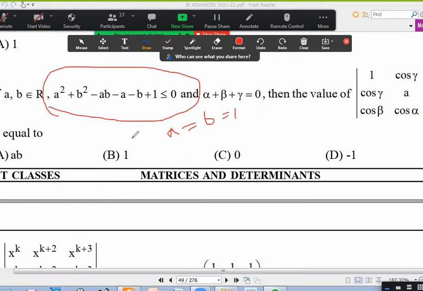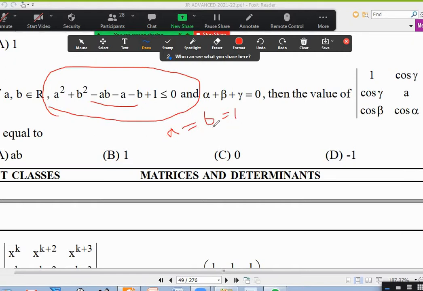Sir, a square plus b square plus 1 is less than or equal to ab plus a plus b, sir. No. It is not a plus b plus 1 whole square, because it is minus ab minus a minus b. The minus is there, right? Yes, sir, we'll send it to the other side, sir. Then a square plus b square plus 1 is less than or equal to ab plus a plus b. From that, what is the guarantee that a equal to b equal to 1 will satisfy this?